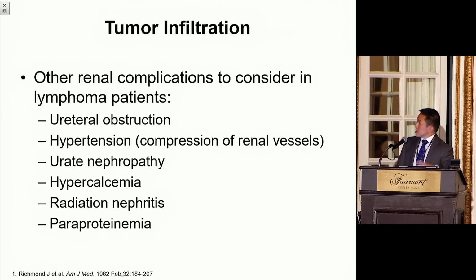I just want to mention that there are some other kidney complications that you want to be aware of in patients who have lymphoma. These include things such as obstruction, hypertension, urate nephropathy, hypercalcemia. In patients who receive radiation therapy, they can develop radiation nephritis, and paraprotein diseases, which we'll talk about in the second lecture.